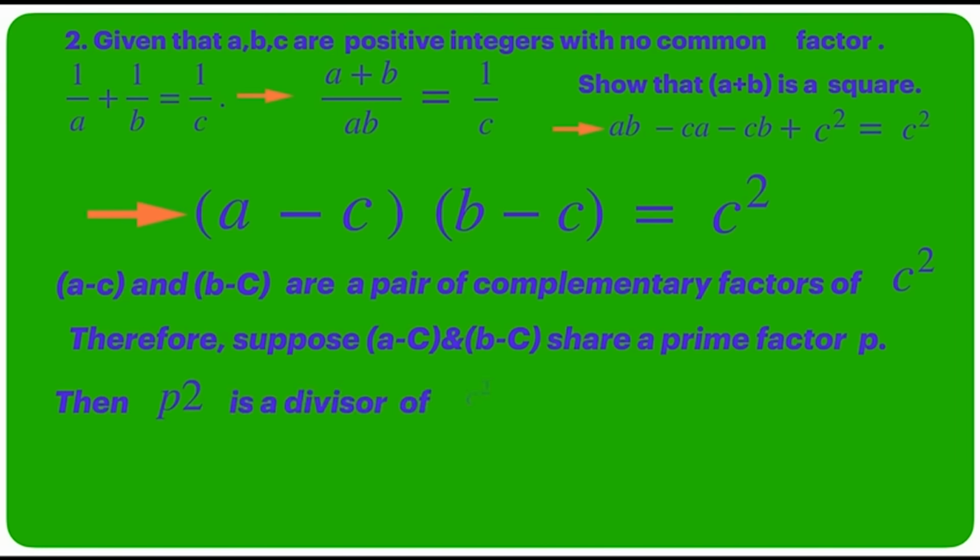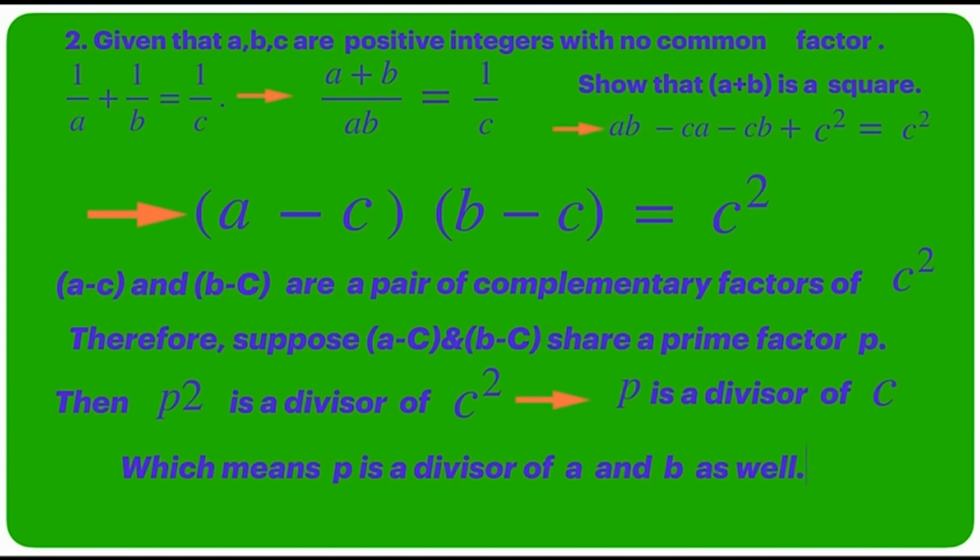So then p² is a divisor of c², and from this it can be said that p will be a divisor of c, isn't it? p will be a divisor of c, and from this we can come to the decision that p will also be a divisor of b as well as a, because b - c and a - c are the two complementary factors of c², and since p is a divisor of c, p will be a divisor of a - c and b - c.